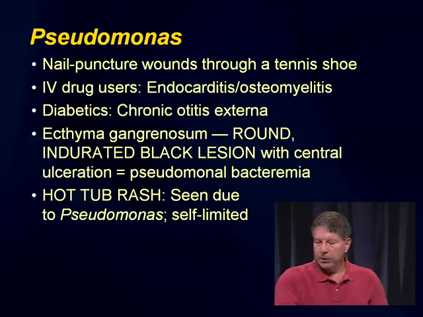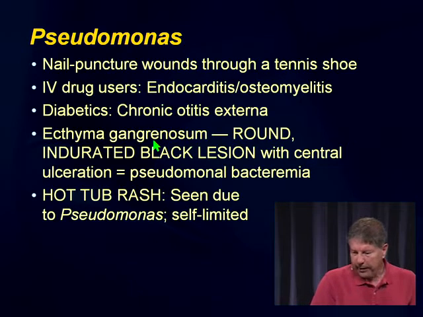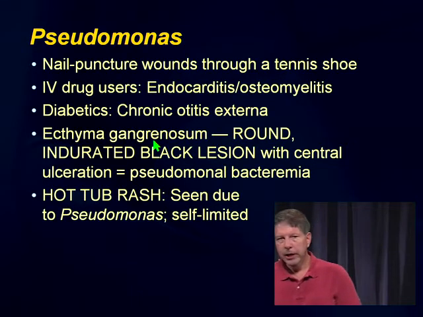Ecthyma gangrenosum, I'll show you a picture of this in a second. This is going to be your kid who's got ALL or some other cancer, who's got bad, severe neutropenia, and now they show up and they've got Pseudomonas bacteremia, and it'll present commonly with this round indurated black lesion. Okay, so they'll get this indurated black lesion, classic for Pseudomonas, means they have Pseudomonas bacteremia.